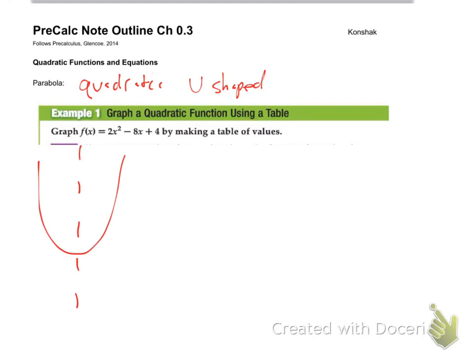And that dotted line makes it so you can fold the graph in half. There's an equation for this. It's called the line of symmetry, axis of symmetry, sometimes. X equals, what is it? You guys should know it. Negative b over 2a. So the opposite of b over 2a.